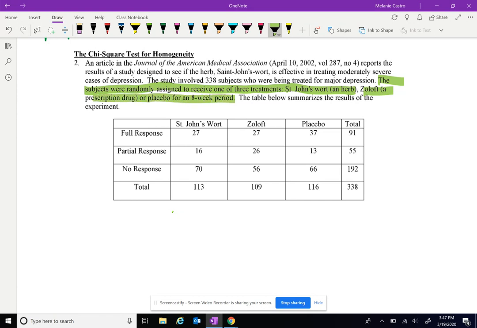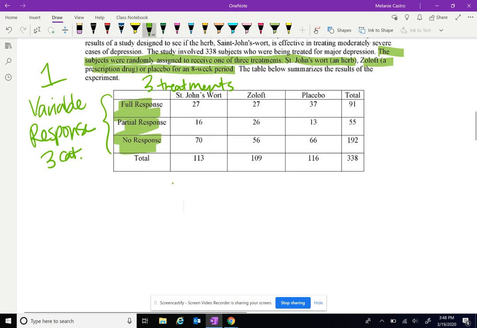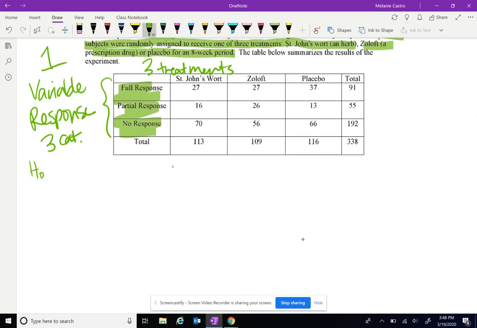Now we have 3 different treatments. So if we have 3 different treatments and we're only measuring their response, that's our one variable. So like here is our variable that we're measuring. It's just like their response. They do have 3 different categories that they could have responded, and we have 3 different treatments. So because there's 3 different treatments, we want to see if the proportions of each one of these is the same. Okay. So our H0, our null hypothesis, is based on that.